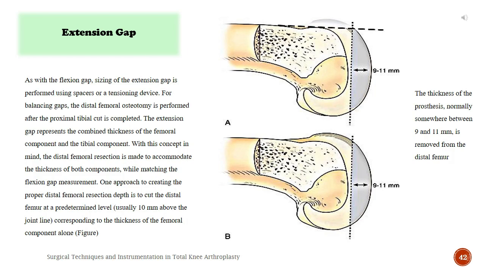With this concept in mind, the distal femoral resection is made to accommodate the thickness of both components, while matching the flexion gap measurement. One approach to creating the proper distal femoral resection depth is to cut the distal femur at a predetermined level, usually 10 mm above the joint line, corresponding to the thickness of the femoral component alone, figure. Notice the figure. The thickness of the prosthesis, normally somewhere between 9 and 11 mm, is removed from the distal femur.